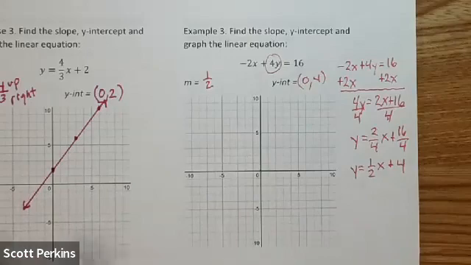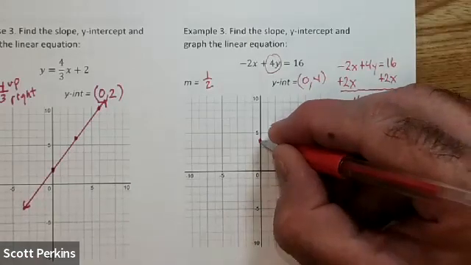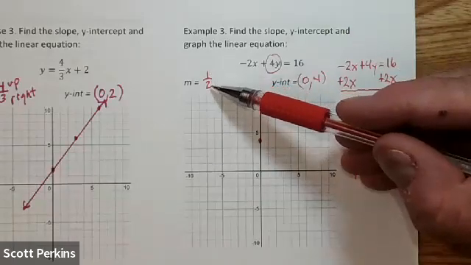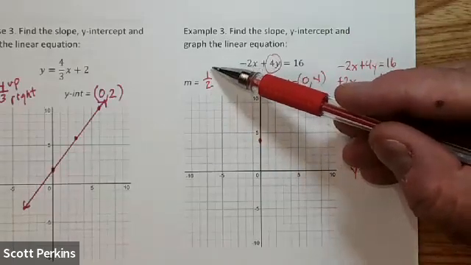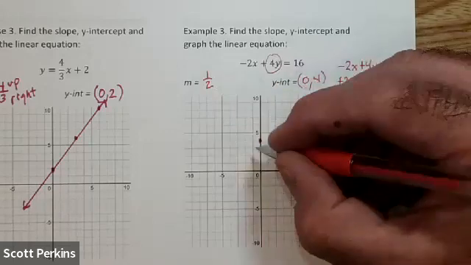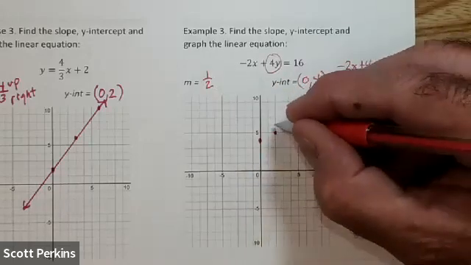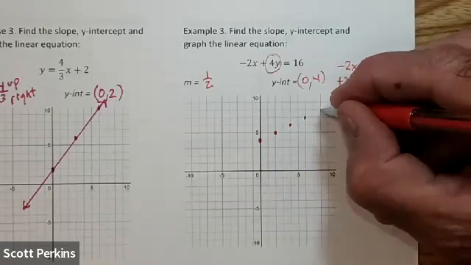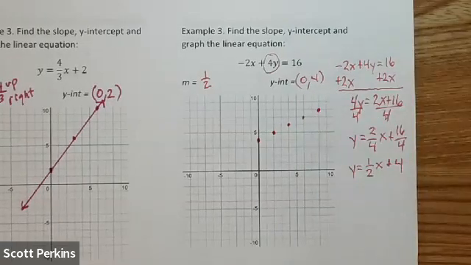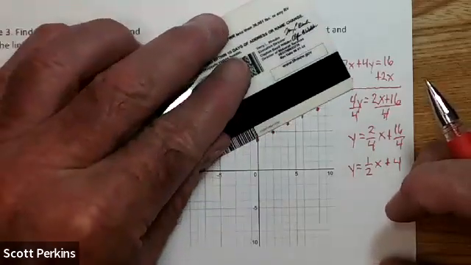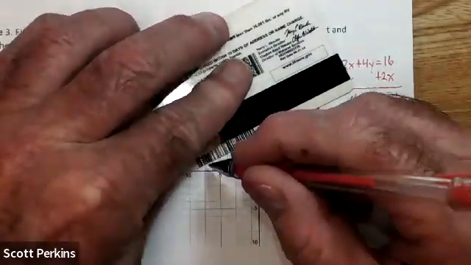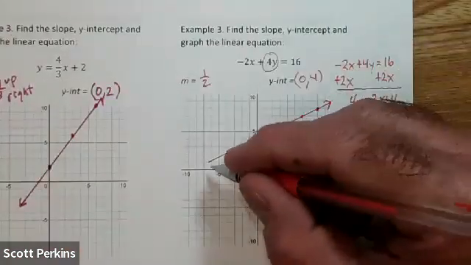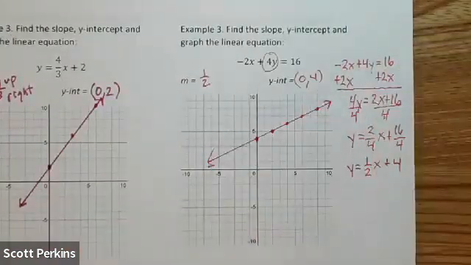So I do my y-intercept, 0, 4. The slope is 1/2. They're both positive, so that's up 1, right 2, positive y direction, positive x direction. So up 1, right 2, up 1, right 2, up 1, right 2. It's super relaxing. And connect the dots.